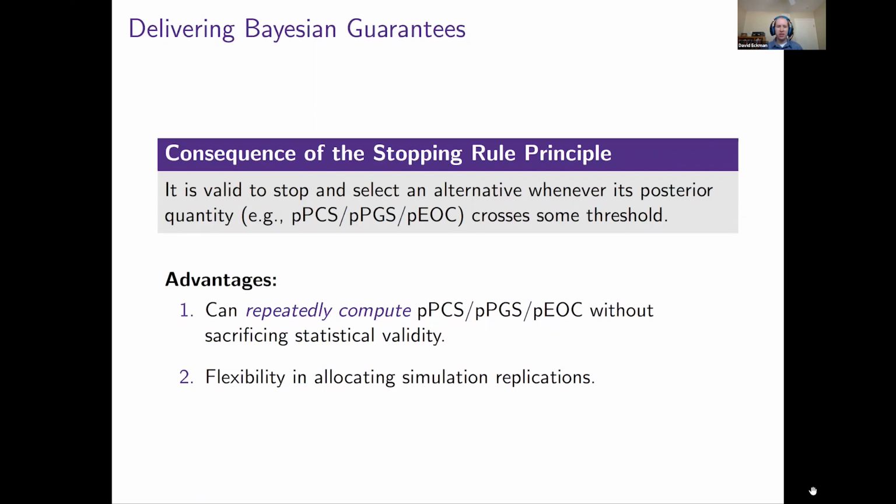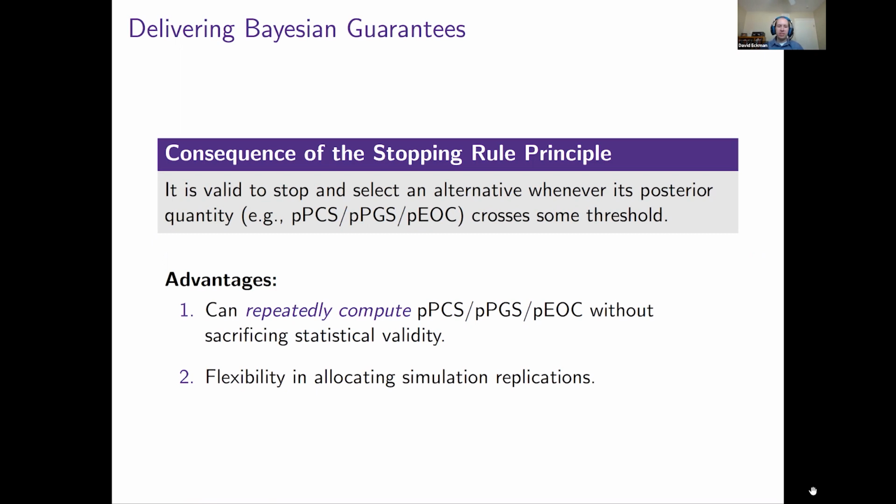Here's where we sort of see the magic of the Bayesian framework, in that as we want to deliver a Bayesian guarantee, the stopping rule principle tells us that it's perfectly valid for us to take data and stop and select an alternative whenever its posterior quantity of interest crosses some threshold. It's really that simple, that we can monitor or repeatedly compute this quantity and terminate once it crosses some threshold.